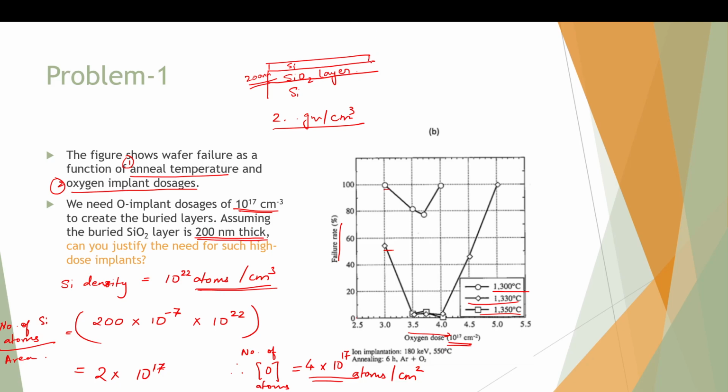If you remember, in the previous cases when we were doping, we just needed to create a few defects, or the dopants needed to go and occupy some substitutional sites. But here we are forming a completely different layer. The SiO2 layer is like an alloy between silicon and oxygen, so that's why it requires that many oxygen atoms. We're not just occupying substitutional sites or forming some sort of defects. We are making a completely different new layer. So that's why we need such high dose implants.